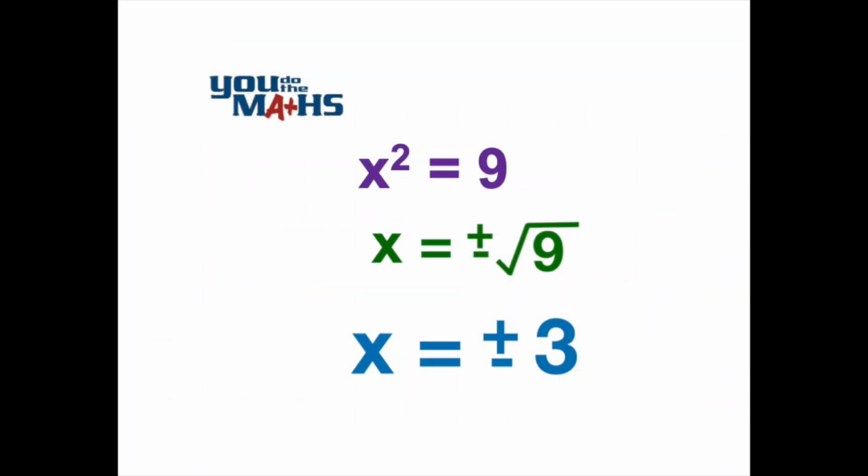So in summary, x squared equals 9 does have two solutions, but the square root of 9 only provides one of them, and therefore we have to put plus or minus in front of the square root to gain our two solutions.